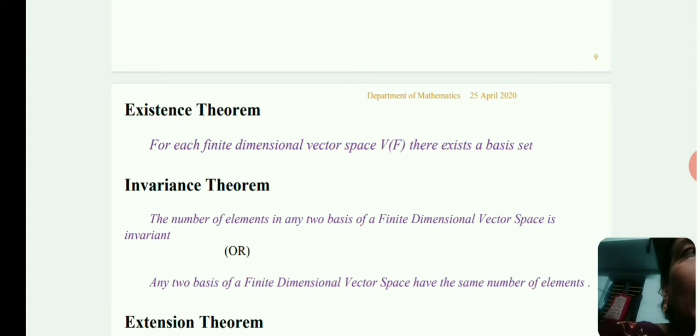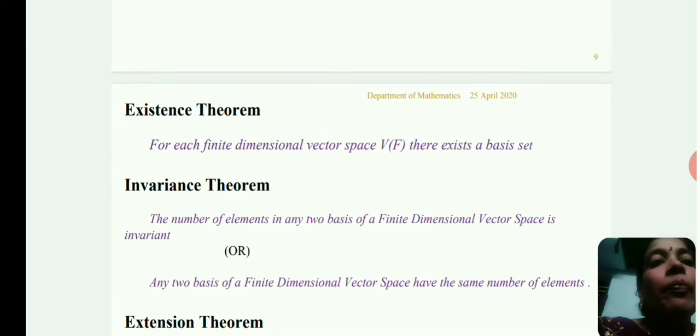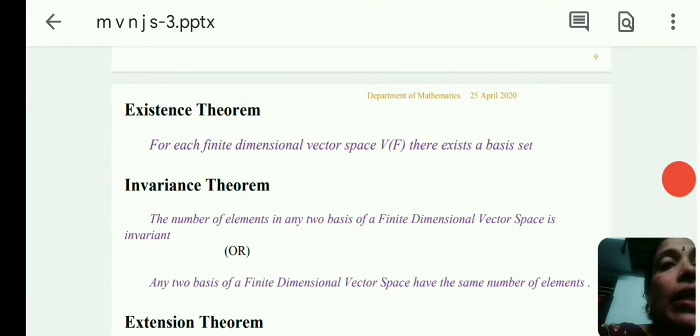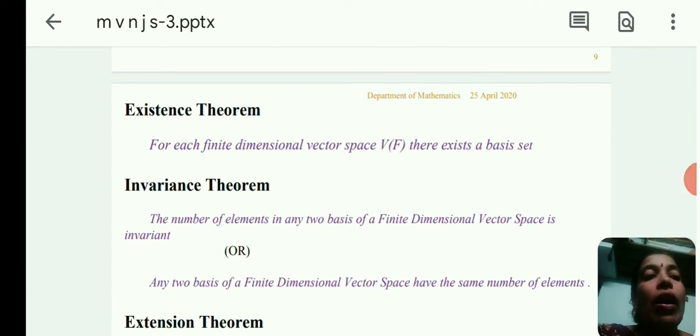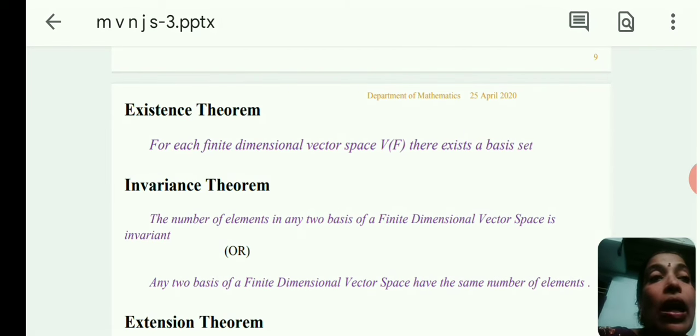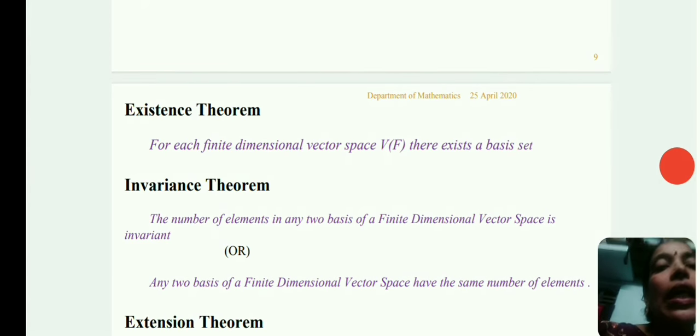Now for the proof, take V(F) a finite dimensional vector space over the field F. Take the set A equal to {alpha 1, alpha 2, and so on up to alpha m}, so A contains a finite number of elements, alpha 1 to alpha m. Now take another set B equal to {beta 1, beta 2, and so on up to beta n}. Let these be two bases of V(F). Then we have to prove that m is equal to n. This is the invariance theorem.